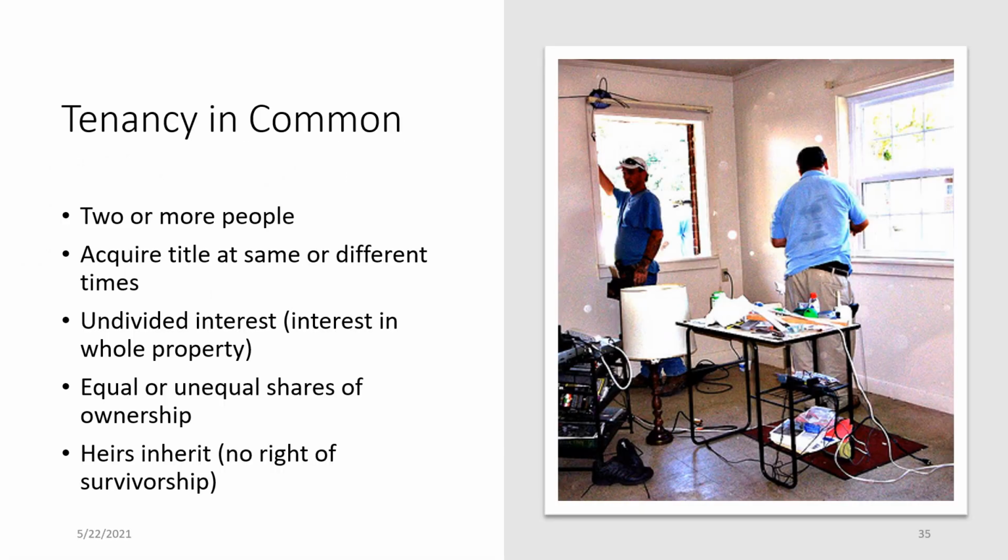Tenancy in common, that's for two or more people. They can acquire title at the same or different times. They have undivided interest, meaning they have interest in the whole property no matter what financial interest they share. They all have the same 100% availability to the property. Now, they can have equal or unequal shares of ownership, which is your financial interest. And with tenancy in common, that's the only one that can be willed. The heirs are going to inherit. There's no such thing as right of survivorship when you're tenants in common.